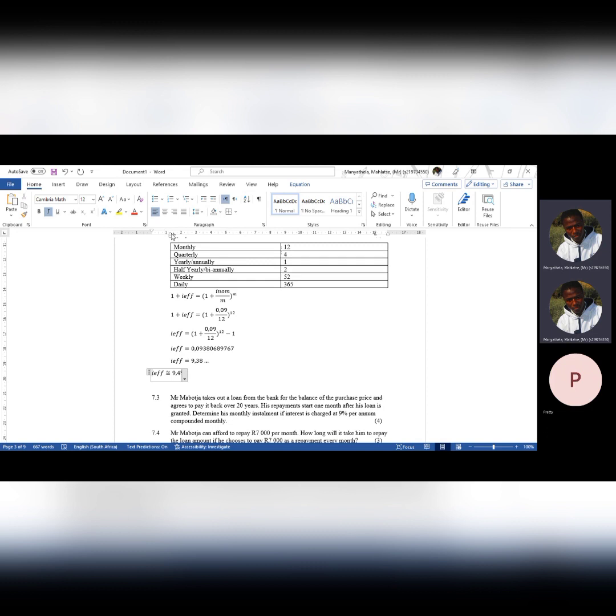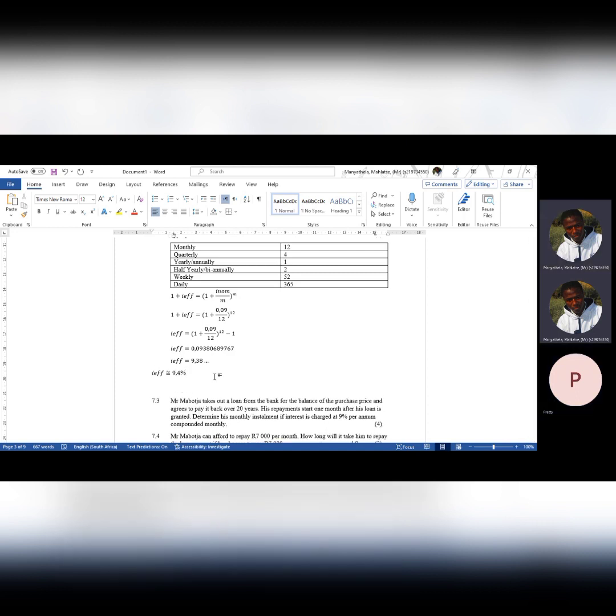Okay. And then by so doing, you are done. So that equals your answer: your effective interest rate is equal to 9.4%.